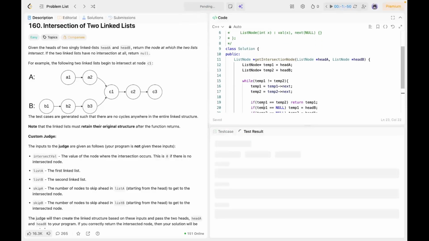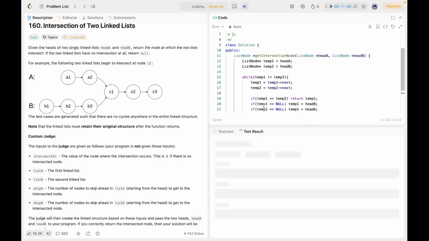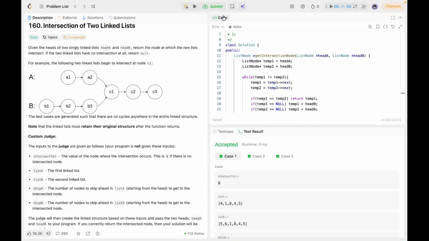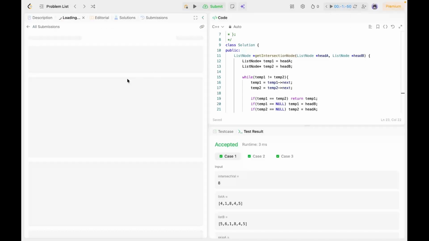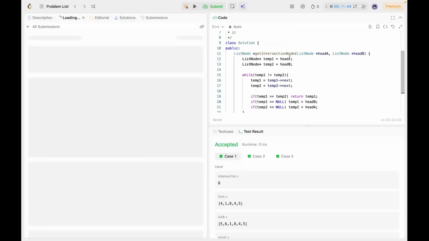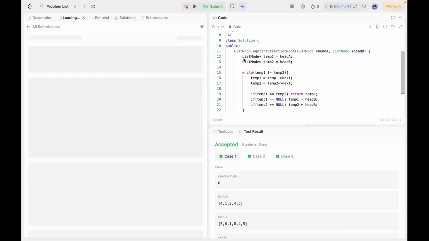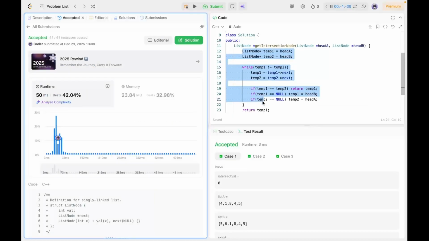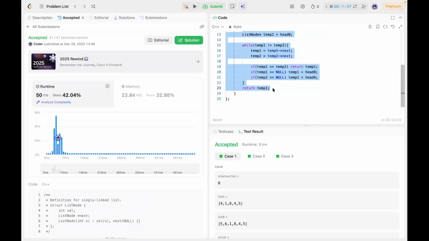So let's run it. It will be working. I don't know why it's showing a negative time here, minus 1 minute and minus 50 seconds. This should be working. And let's move to the Java solution.